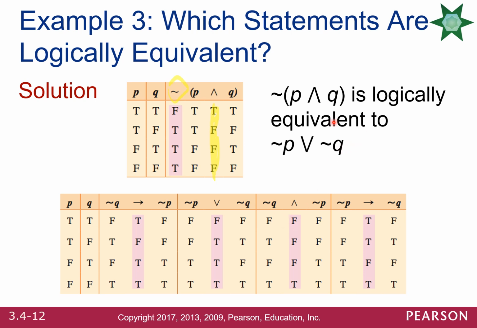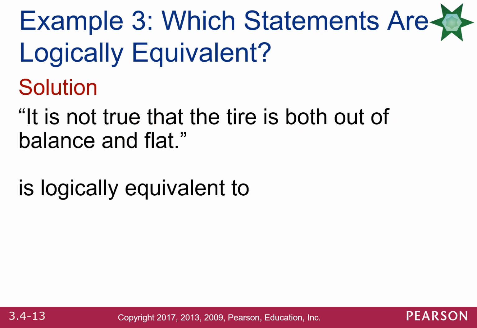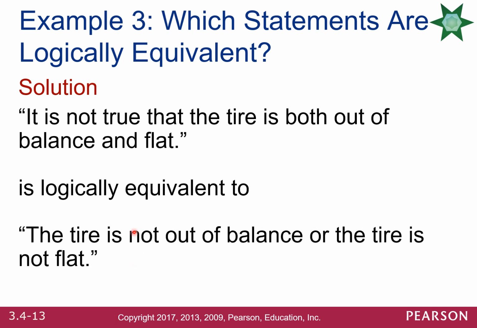It is not true that P and Q is logically equivalent to not P or not Q. All right, so this is how we go about working on application problems to determine whether two statements are logically equivalent or not. So finally, to write the answer in words, it is not true that the tire is both out of balance and flat is logically equivalent to the tire is not out of balance or the tire is not flat. So you have to always write the final answer in words and not keep it in symbolic form.